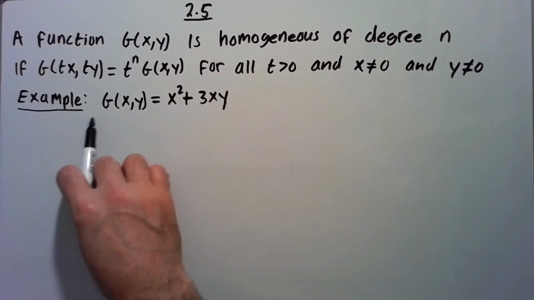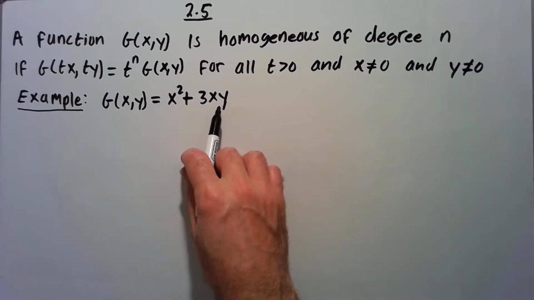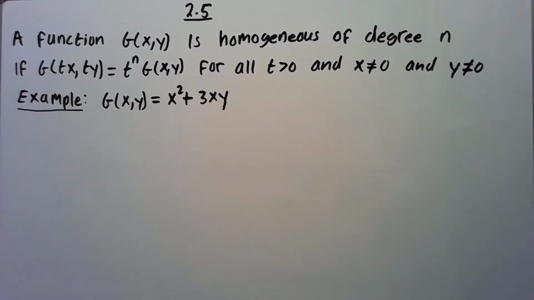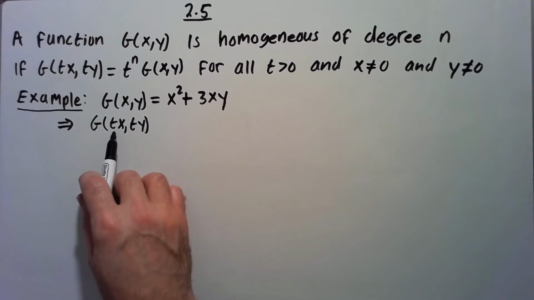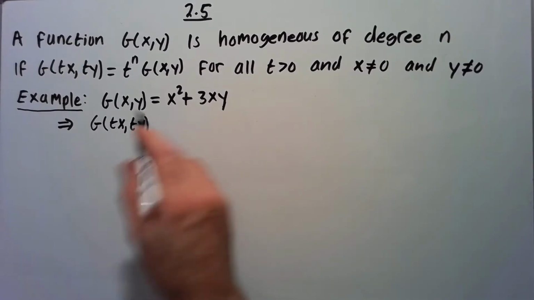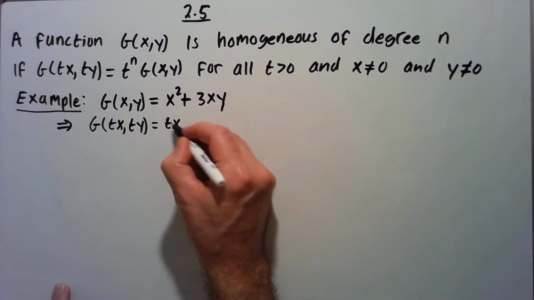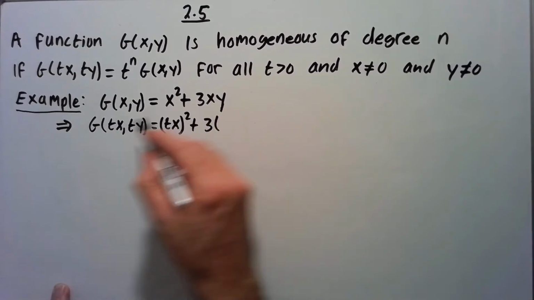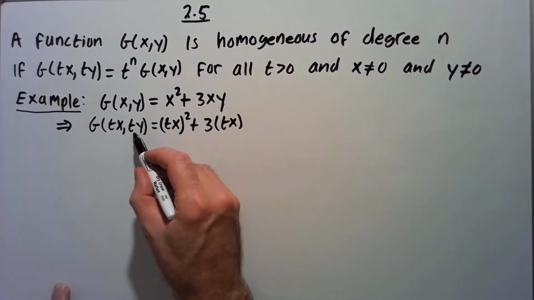Okay, so for the first example, say g(x, y) equals x squared plus 3xy. Let's now compute g(tx, ty). That means I'm going to put tx in place of x here. So it'd be (tx) squared plus 3 times x, but x now is tx, times y, but now y is ty.